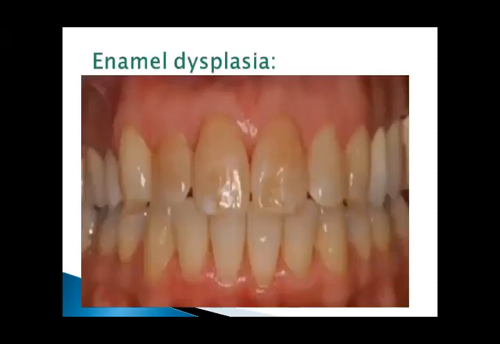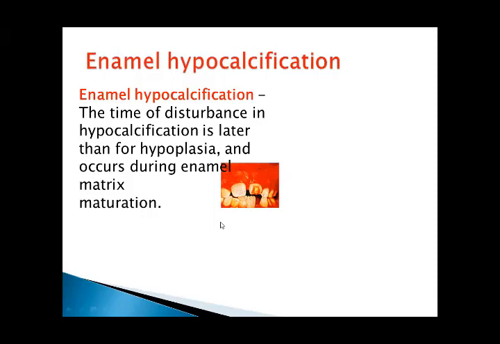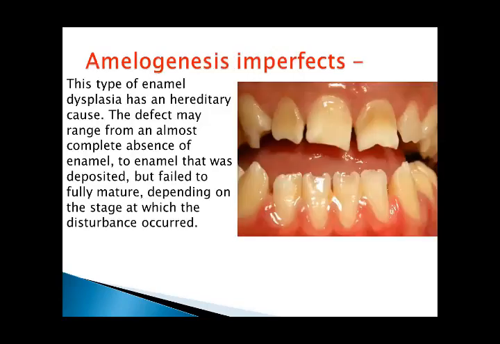enamel hypoplasia and hypocalcification. Enamel hypoplasia: this type of enamel dysplasia occurs when the disturbance in development occurs during enamel matrix formation. Hypocalcification: the time of disturbance in hypocalcification is later than for hypoplasia and occurs during enamel matrix maturation.